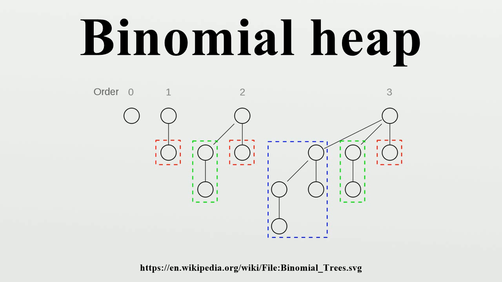Decrease key. After decreasing the key of an element, it may become smaller than the key of its parent, violating the minimum heap property. If this is the case, exchange the element with its parent, and possibly also with its grandparent, and so on, until the minimum heap property is no longer violated. Each binomial tree has height at most log n, so this takes O(log n) time. Delete. To delete an element from the heap, decrease its key to negative infinity and then delete the minimum in the heap. Summary of running times.